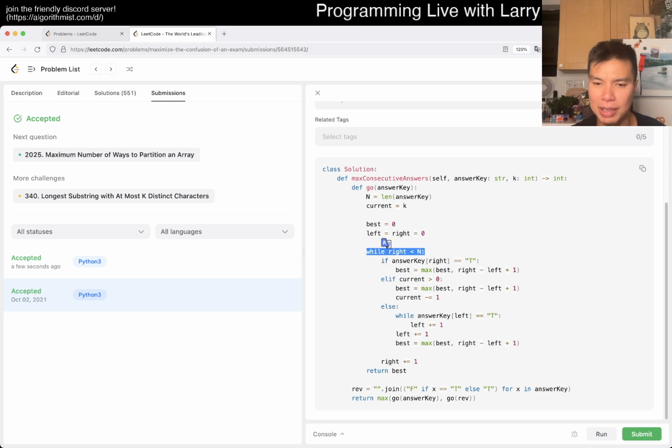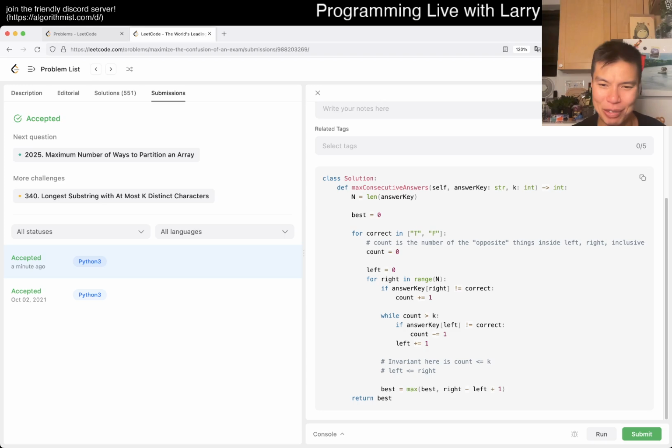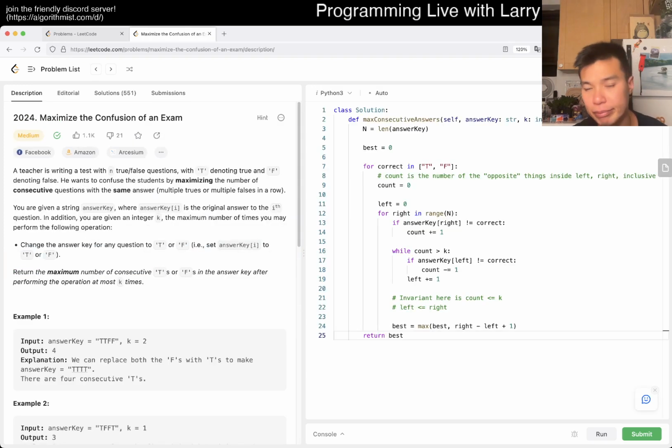Oh, this is a while loop. That's why I was a little bit confused. And this assumes everything is true. So it is true. And current is the number of things. Yeah, I did everything almost in reverse in that way. But yeah, this is going to be linear time, constant space. And yeah, that's all I have for this one. It's pretty similar to a combination of yesterday's and 2 days ago, which is the one where you could only skip one.